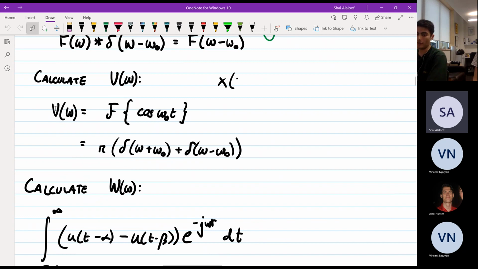All right, so capital V of omega is the same as Fourier transforming a cosine, which, again, we did prove today. It's just a mixture of Dirac deltas. This is the result that we got a while ago.